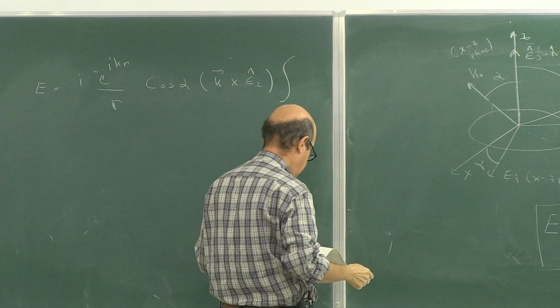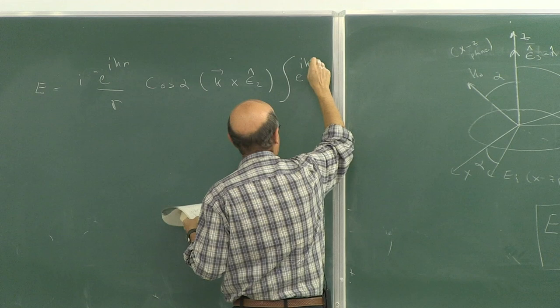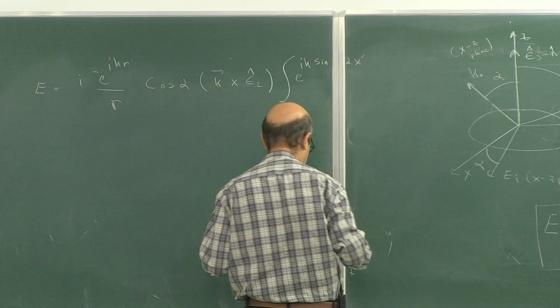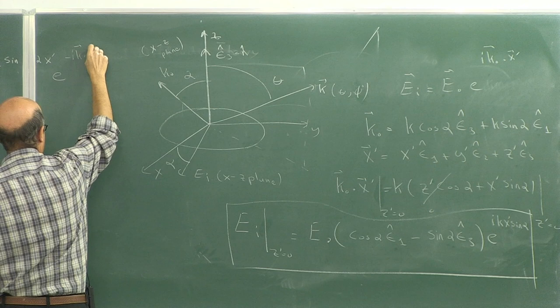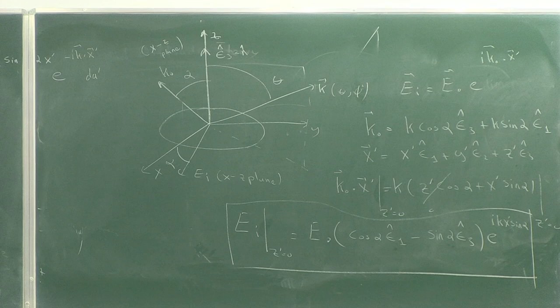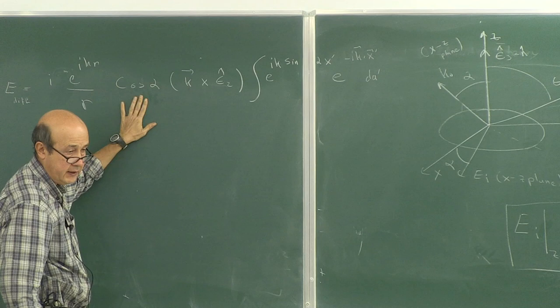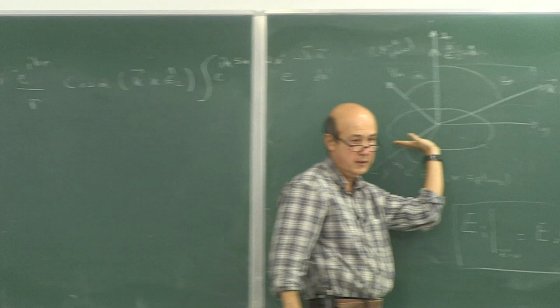We have e to the i k sine alpha x prime, and from the other term you have minus i k dot x prime, integrated through the surface of the opening. We are seeing something here for the diffracted field. When the angle is 90 degrees, cosine 90 is 0, so nothing will be diffracted because that will be parallel to the surface of the opening.